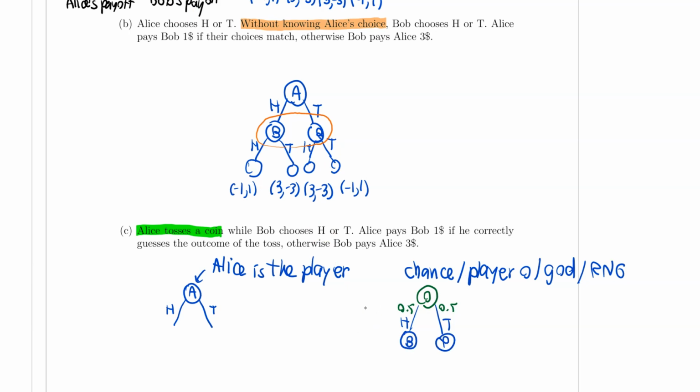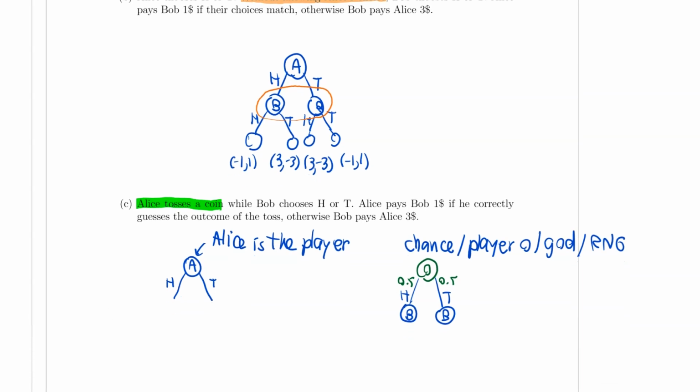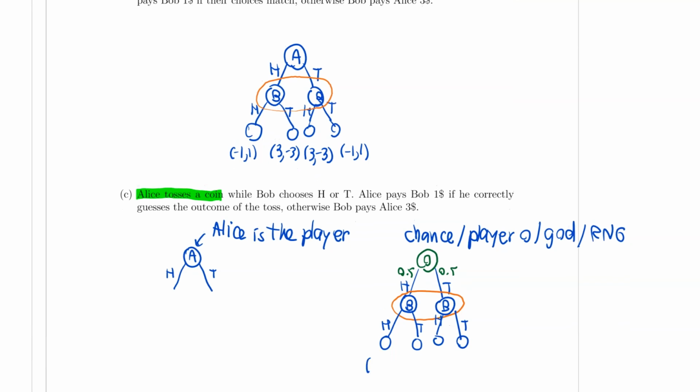So Bob comes into play. And Bob will not know the outcome of the toss, so I'm going to draw a circle here. Bob doesn't know whether God chose head or tail for Alice, and then he will have to make a decision anyway, whether it is head or tail, and then there are 4 possible outcomes, and the outcome is the same thing. So it's going to be -1 and 1, 3 and -3, 3 and -3, and then -1 and 1.